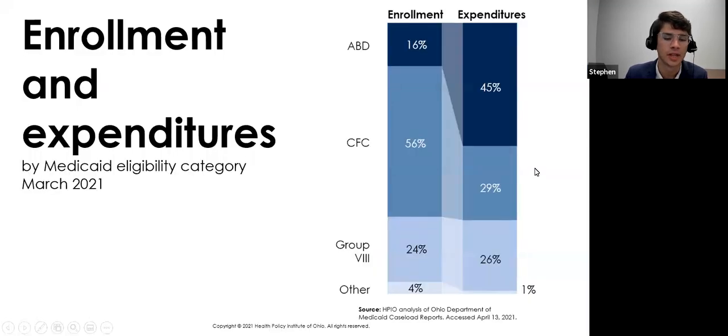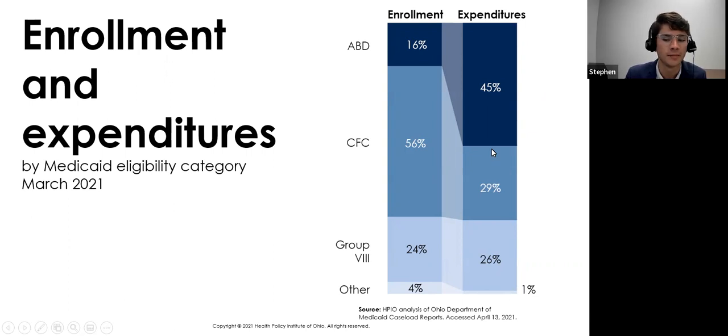It's important to note that Medicaid spending varies by eligibility category. Many individuals enrolled in the ABD category of Medicaid, for example, have significant healthcare needs that are very expensive to treat. Therefore, spending associated with this population is proportionally higher than for the other groups of eligibility that I just discussed.